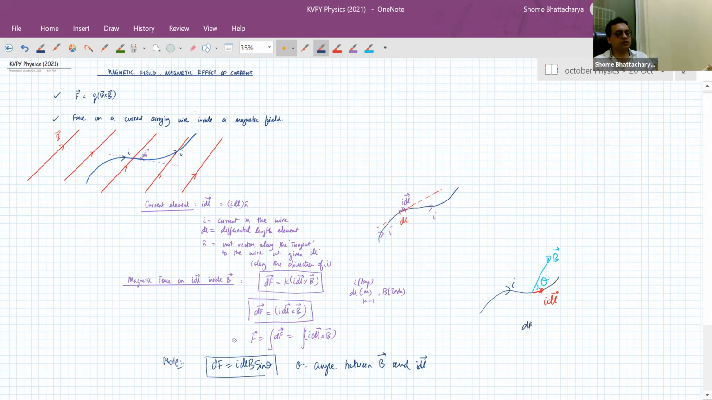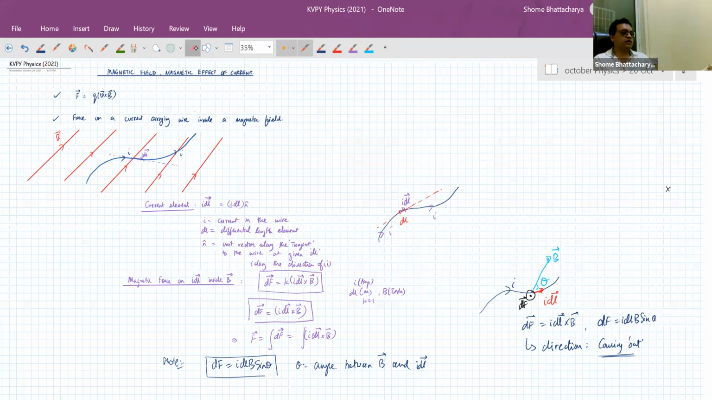So in this case, the force, which will be IDL cross B, will have a magnitude of IDL B sine theta, and it will have a direction which will be coming out of the plane. Coming out, we usually denote with a dot to show that the tip of the vector is coming out. We can also show it with a dot with a circle around it. So the force acting on that current element is coming out of the plane. Whereas going into the plane, we represent with a cross to show that we are seeing a vector arrow from its rear side.